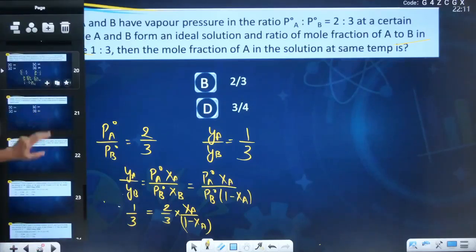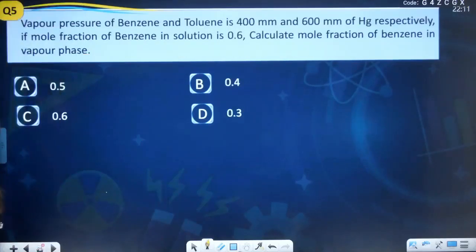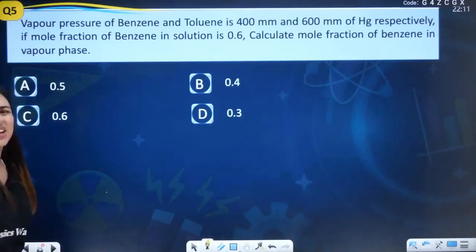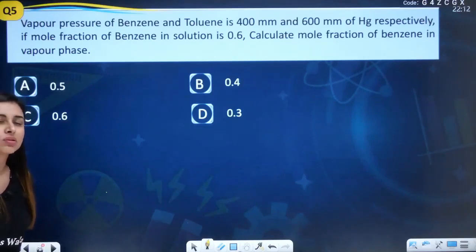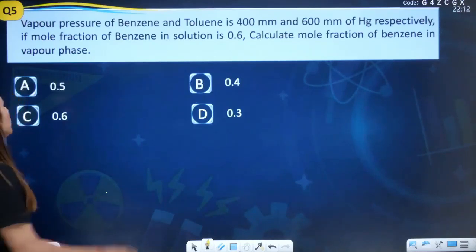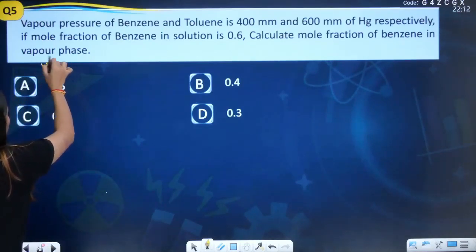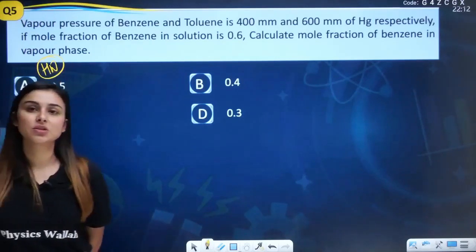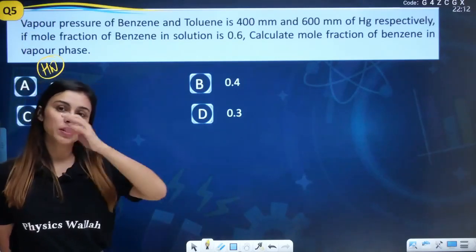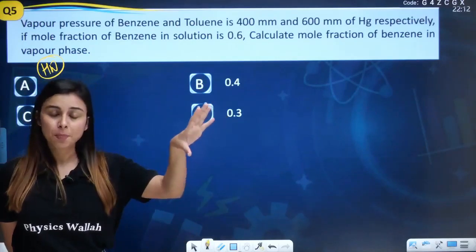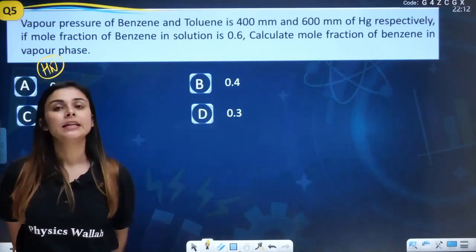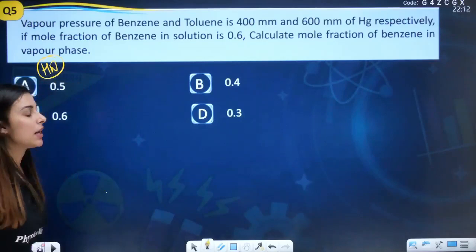Now let's move forward. You have the next question. The vapor pressures of benzene and toluene are given respectively. If the mole fraction of benzene in the solution is 0.6, calculate the mole fraction of benzene in the vapor phase. I hope you can do this question. I'll give you this question as your homework, my dear students. Just use the expression I told you, the relation between the mole fractions in the vapor phase and the liquid phase.